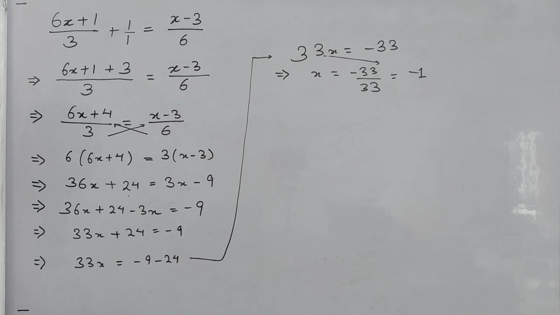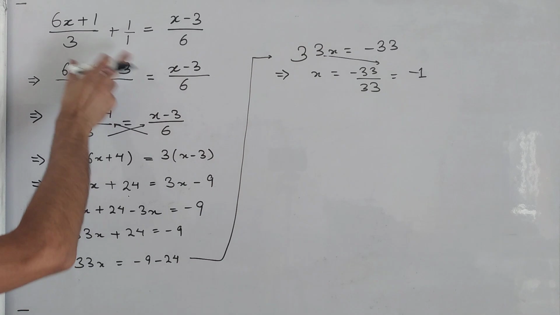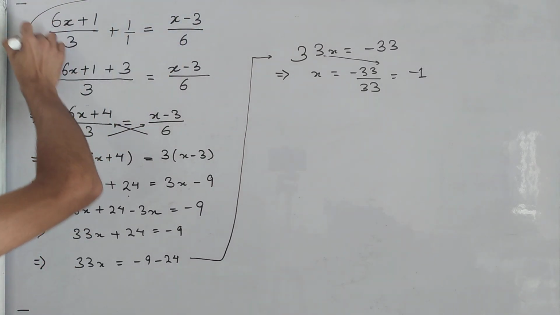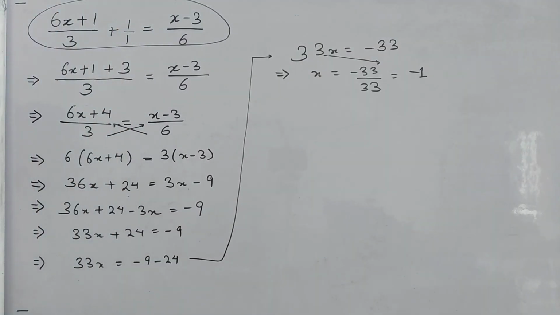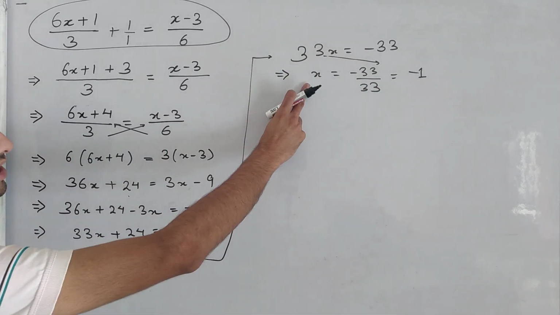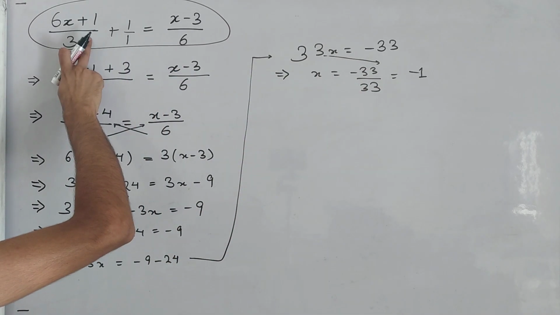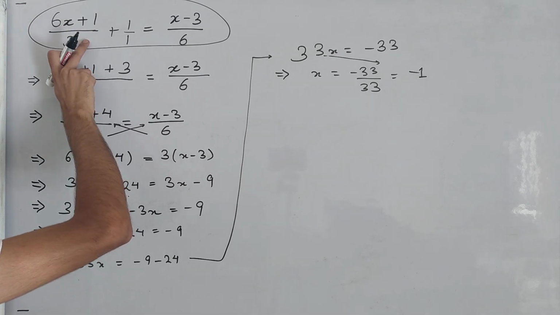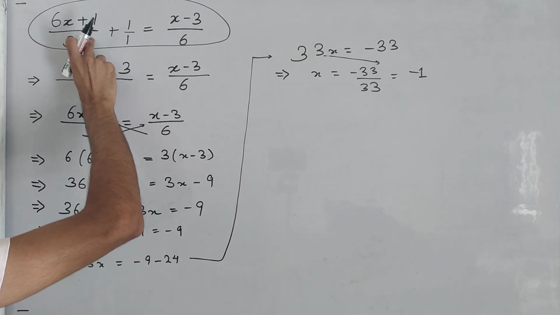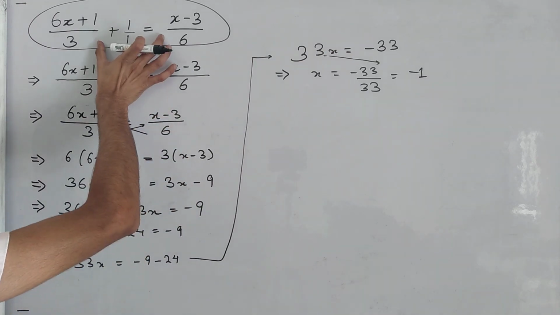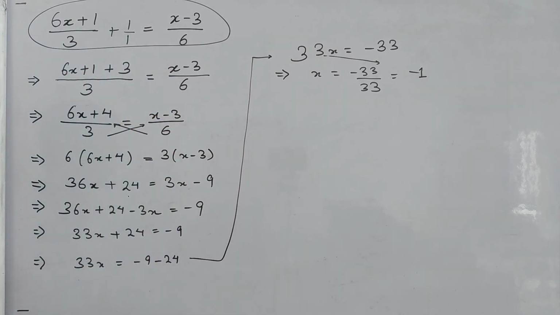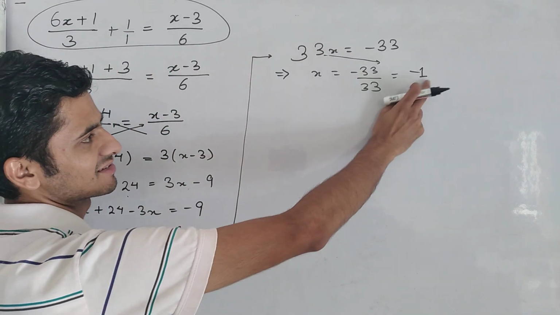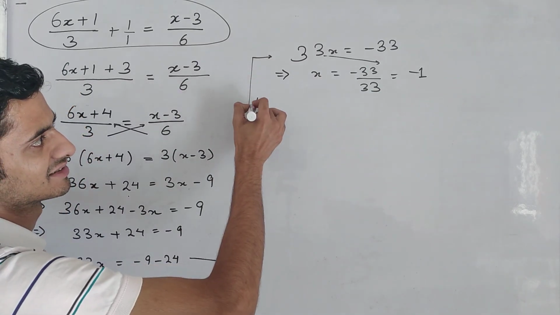Now let us check whether our answer is correct or not. This equation was given, and we say that the value of x is minus 1. So if the value of x is minus 1, then when we put x equal to minus 1 in this equation, our equation must be correct, meaning this should be satisfied. Now let us insert x equal to minus 1 in the left hand side and right hand side.